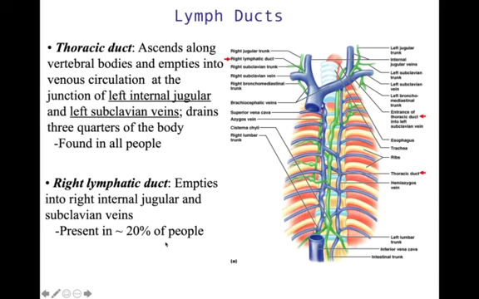So what does that mean for the remaining 80% of the people? Well, it means that these three trunks do not merge together. It means that the right bronchomediastinal trunk, the right subclavian, the right jugular, they simply feed their lymph directly into the right subclavian vein. They don't merge together. So in that case, if they don't merge, they don't form the right lymphatic duct.